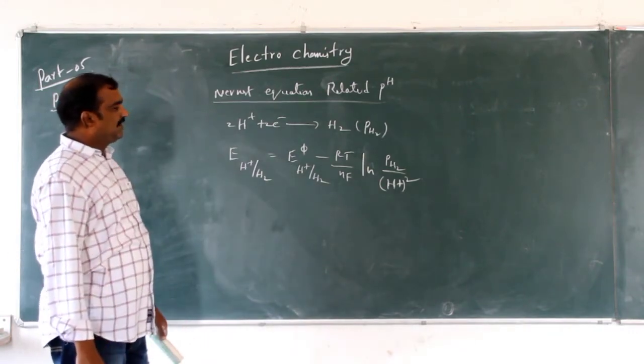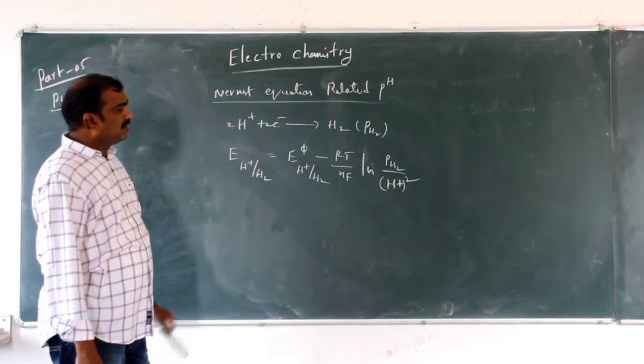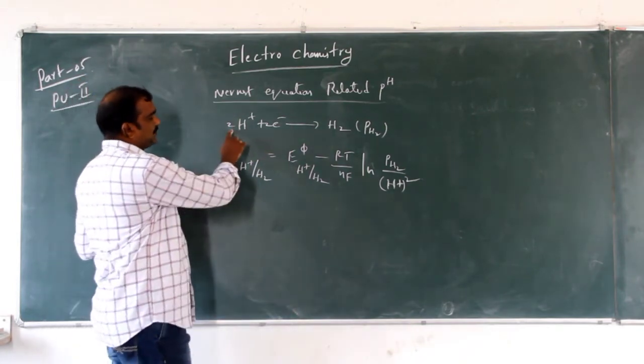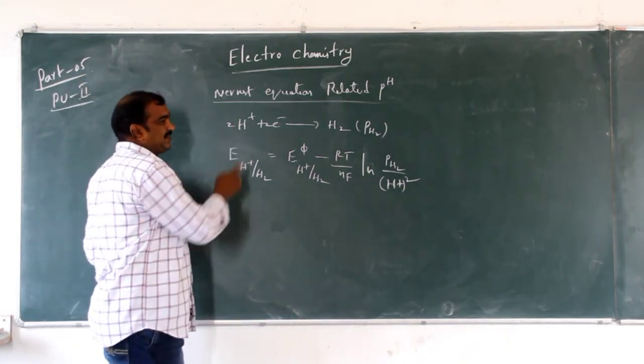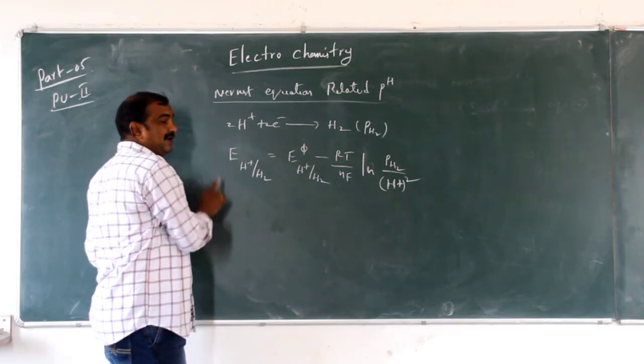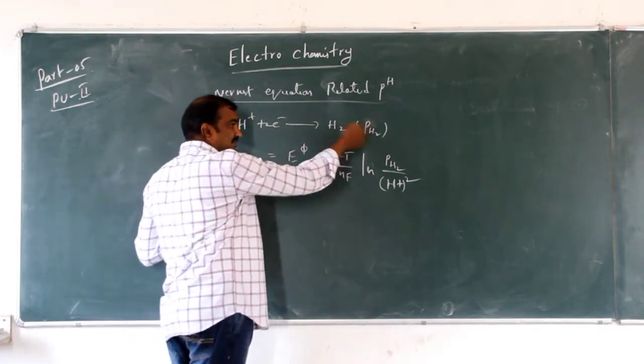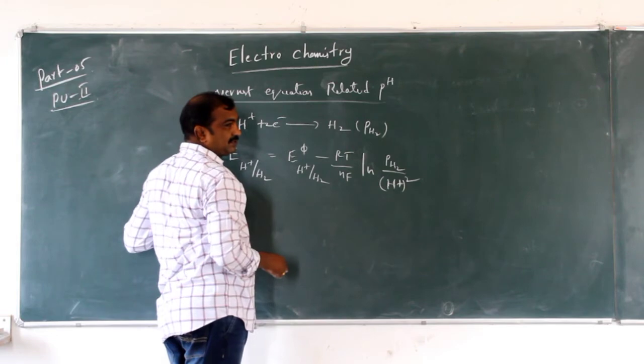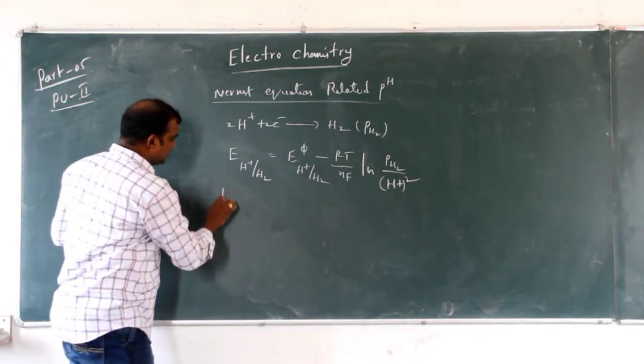Now look here, this is for the standard hydrogen electrode. We are taking the standard hydrogen electrode. This reaction will happen, and here we are inserting the pressure of H2, this pressure of pH2. So for SHE, look here.